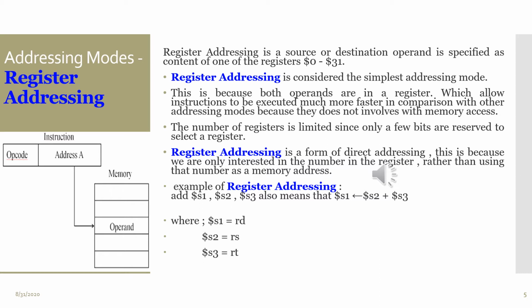Rd, rs, and rt, what are those things? Any guesses? Do you remember them from the previous learning PPTs? These are the source and destination register specifiers. RS, RT, and RD are the source and destination register specifiers.